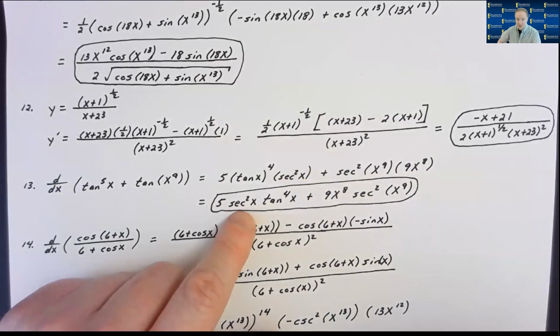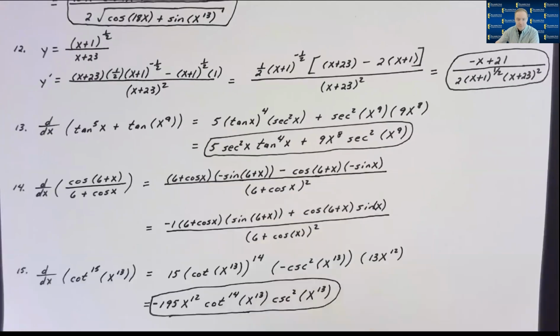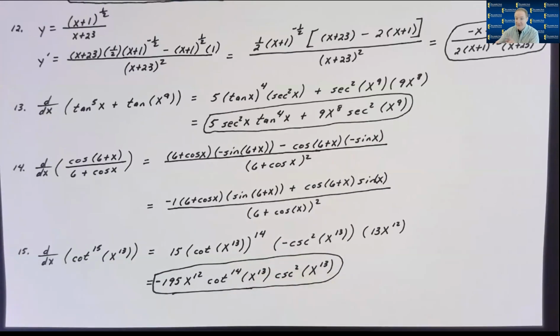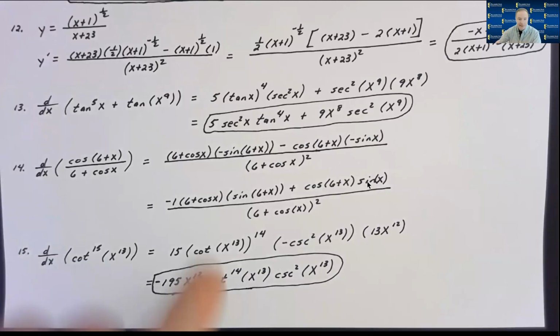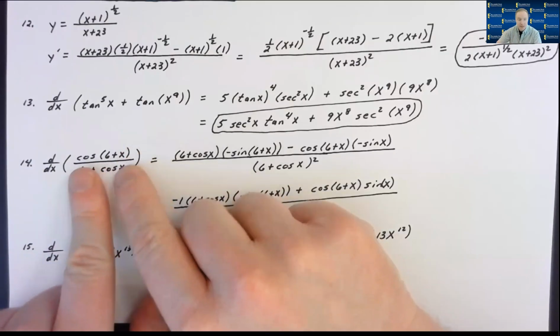Fully factored final format of the answer. Well, actually, there's no factoring there. I shouldn't have said factored, but fully simplified format of the answer. For 14 here, you have another quotient, and it's not too complicated. We'll go ahead and take a look at it.